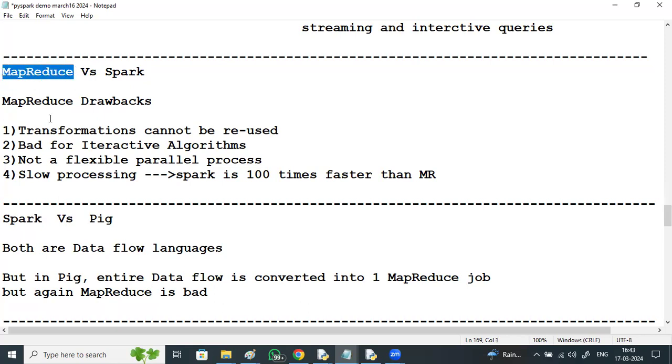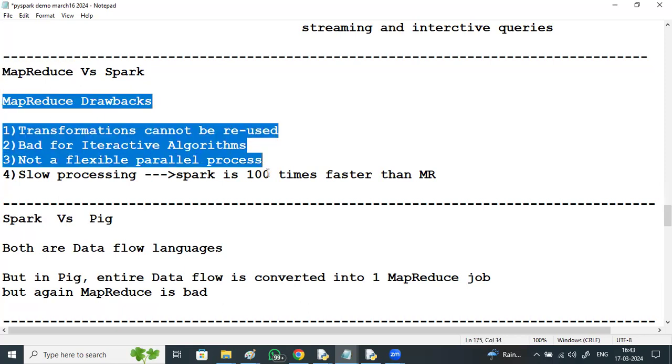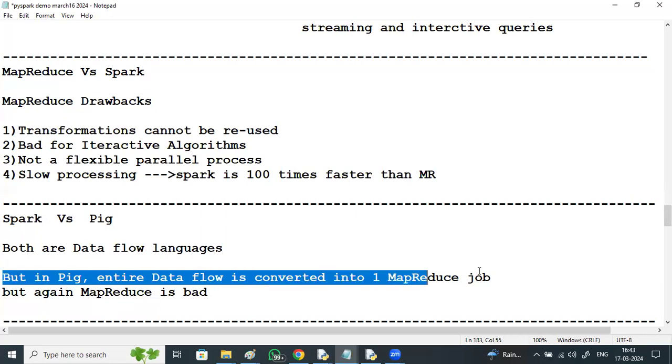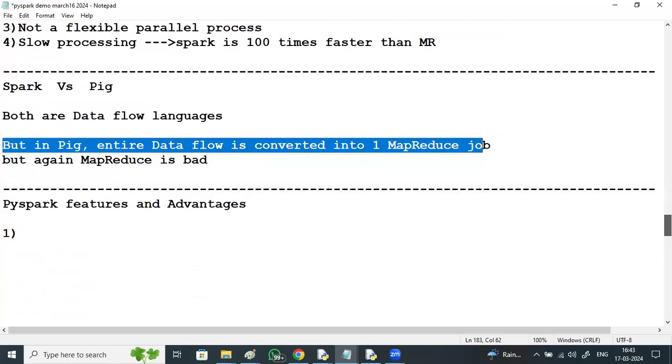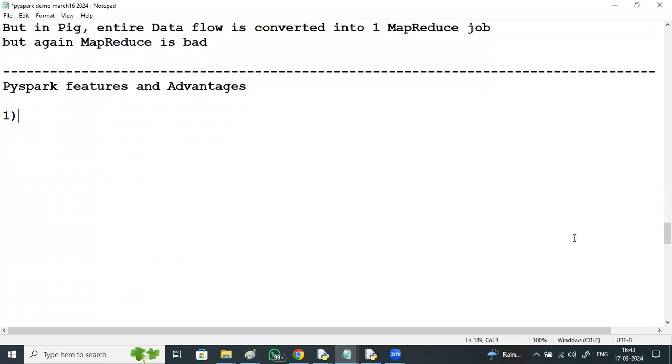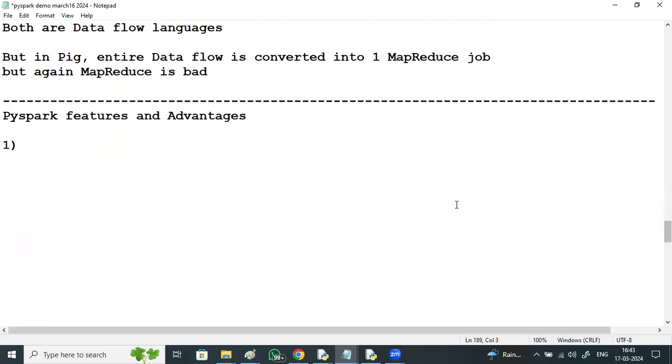Mapper and reducer will be there. I already said the MapReduce drawbacks. But what happened in the case of Pig? The entire data flow is converted into one MapReduce job. Again, MapReduce is bad. So, PySpark features and advantages, right? Now, as compared with these different technologies, what is the advantage you are going to get with Spark? In-memory computation, right? Which you won't see in Pig.